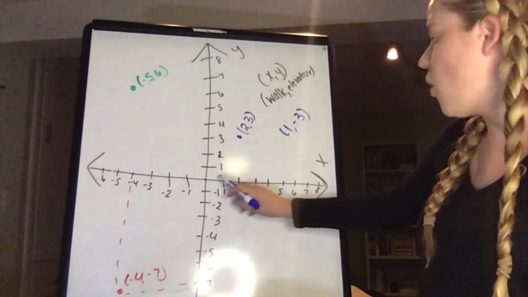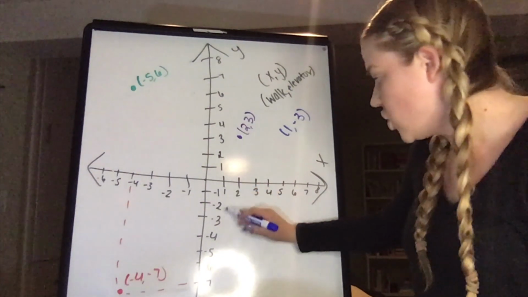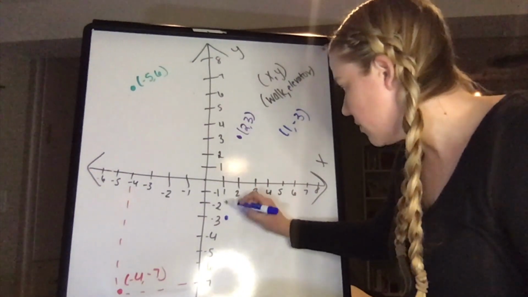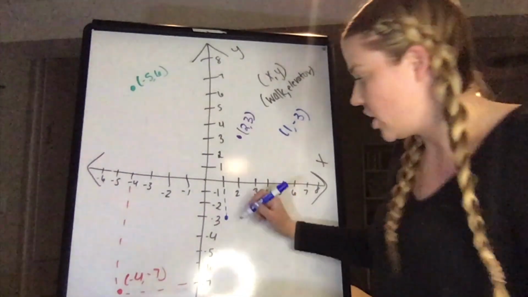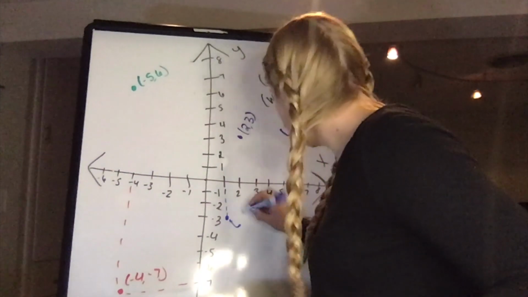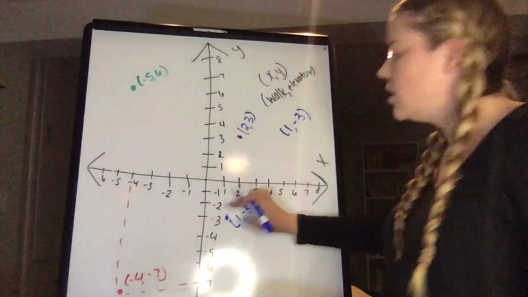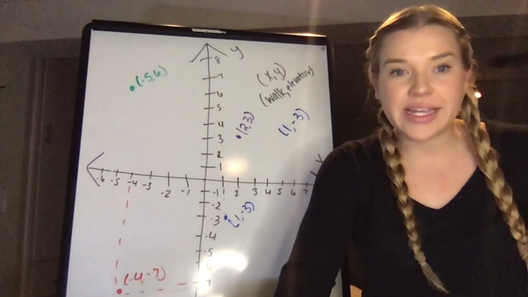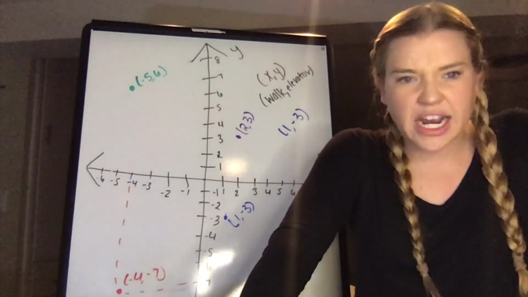Okay, so I'm going to walk to 1, and then I'm going to take the elevator down to -3. So I am going to make a dot right there. This is where 1 and -3 meet each other. So this point is (1, -3). So, as you can see, I have 4 points and 4 different sections.